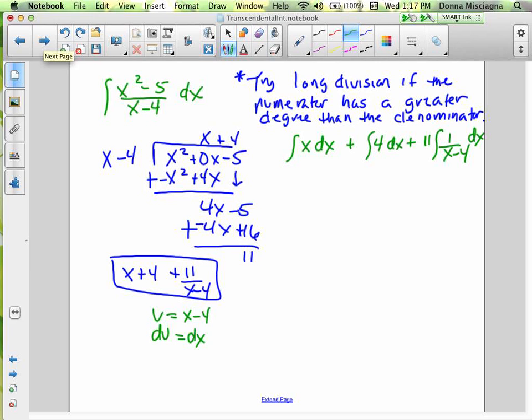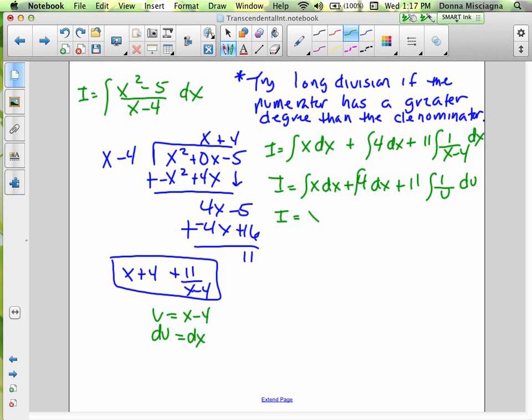So now I'm just going to write that as the integral equals the integral of x dx plus 4 dx plus 11 times the integral of 1 over u du. And now we see what to do with that 1 over x minus 4 when it's in the format of 1 over u. Well, that's natural log. That's just natural log, right? So we got power rule and natural log, not too complicated.